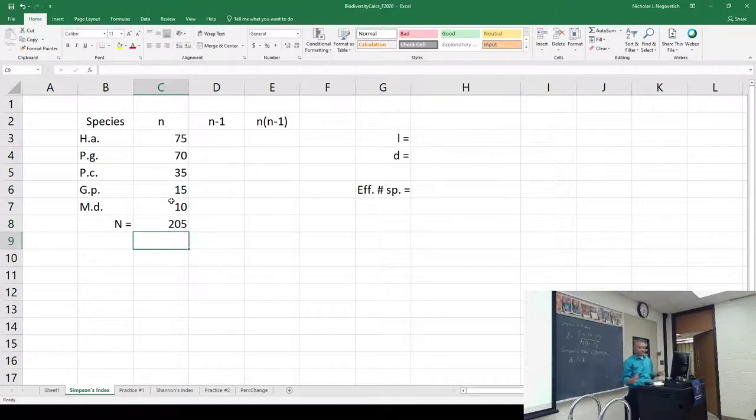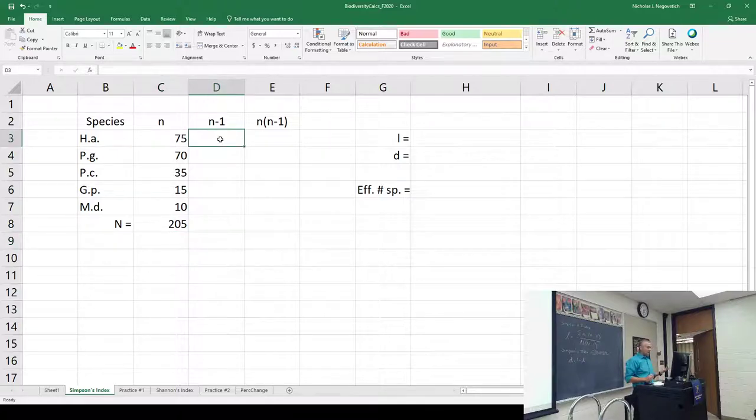Pretty easy. Now, what we have to do is calculate this. We are taking the sum of n times n minus 1. For species 1, take their number and multiply it by the number minus 1, then go to the next one. Do it for the second species, the third species, and the fourth species. Then when I'm done, I will add up all of those numbers.